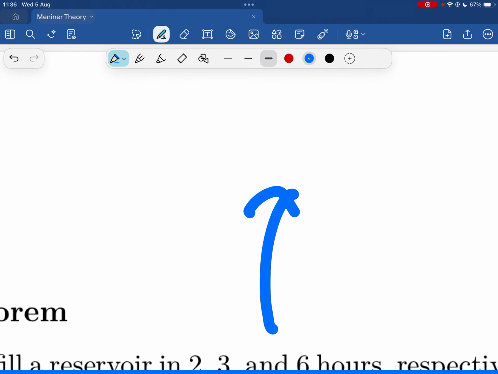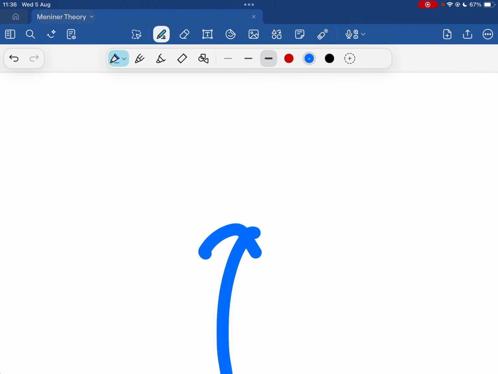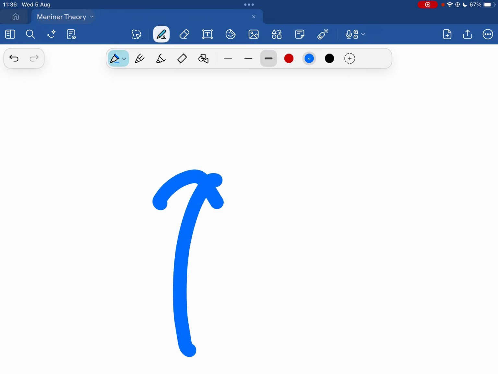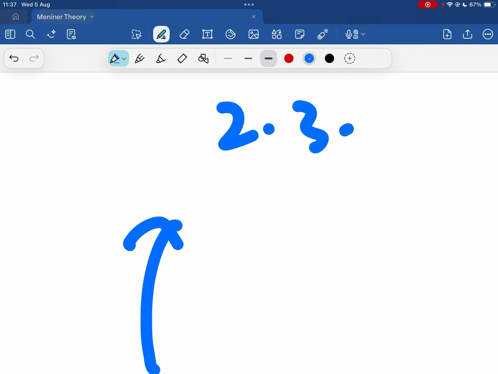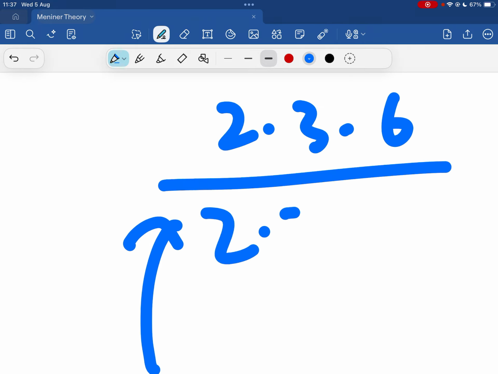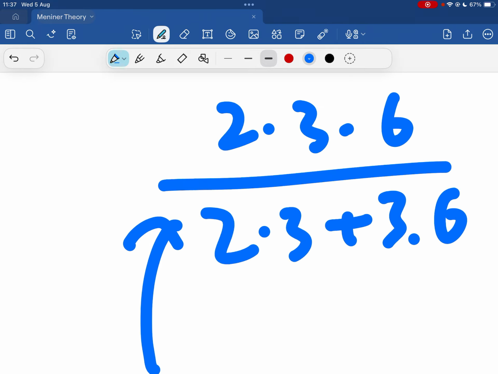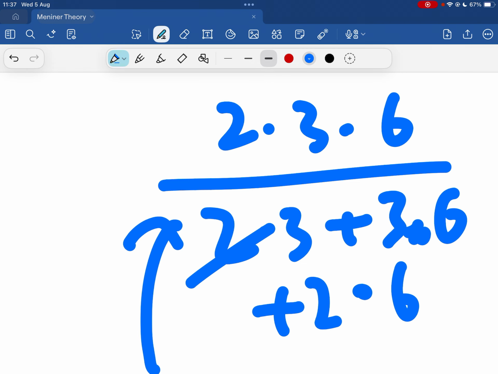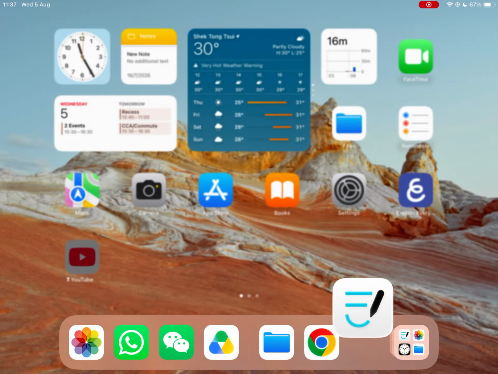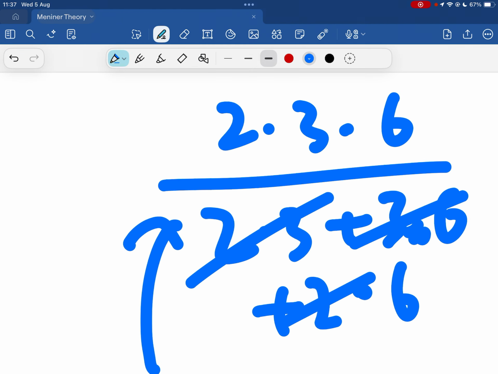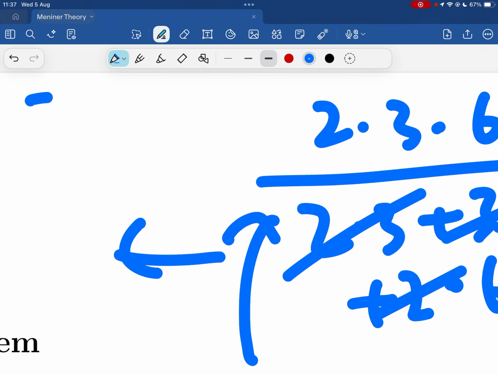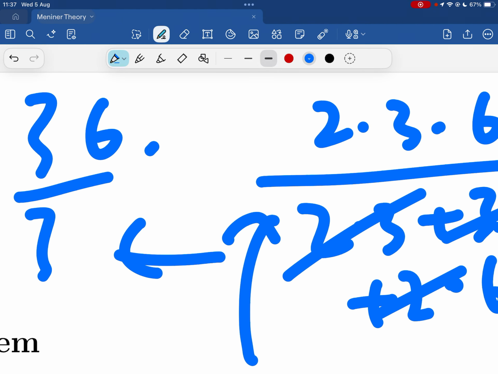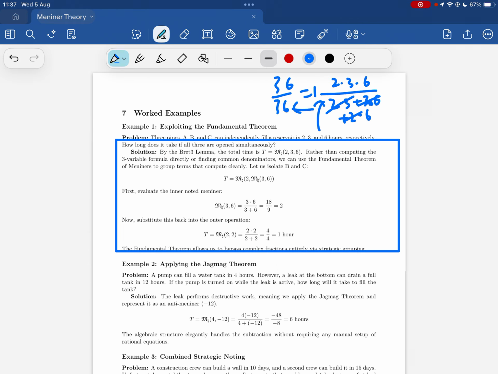There is also another solution just by using the symmetric sum idea, which gives us 2 times 3 times 6 over 2 times 3 plus 3 times 6 plus 2 times 6, and that's 6, that's 18, that's 12 here. And then these sum to 36 over 36, and that's just 1. So this is another way of solving it without using the fundamental theorem.